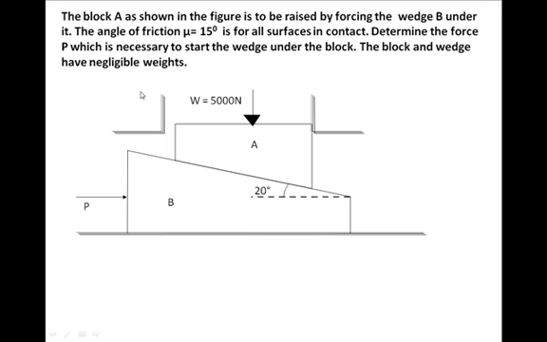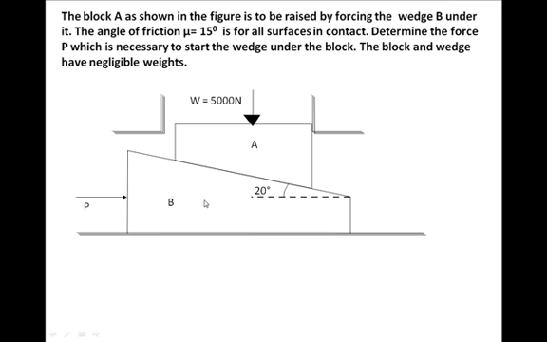In order to demonstrate what exactly wedge friction is, we have taken this problem which says the block A, as shown in the figure, is to be raised by forcing the wedge B under it. So this wedge B we are forcing under it. The angle of friction is mu equal to 15 degrees and is the same for all surfaces in contact. We have to determine the force P which is necessary to start the wedge under the block. The block and the wedge have negligible weights.